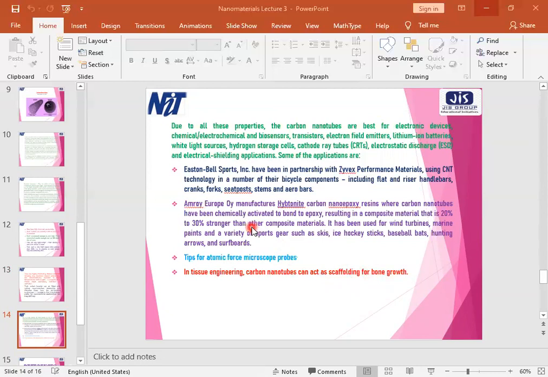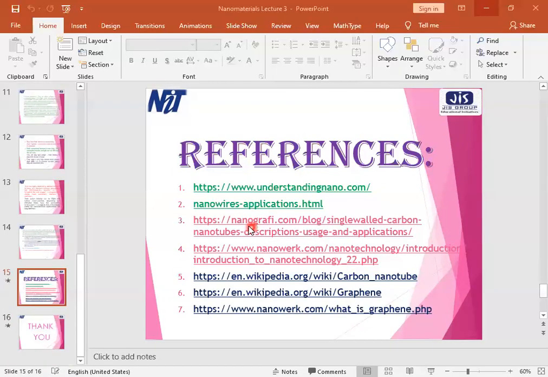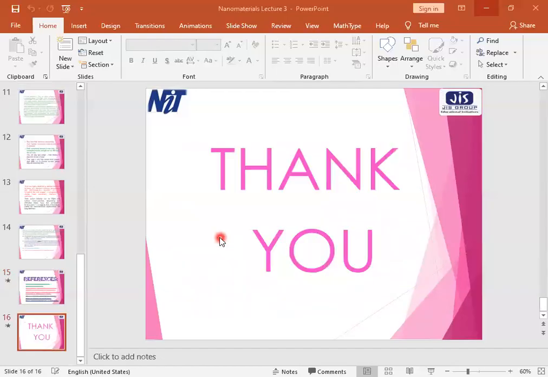Now we have come to know what the use of carbon nanotubes is. In the next class, we will concentrate only on the use of nanomaterials in different fields. It may be the field of environment, or it may be the field of electronics. Where it is used, we will discuss only that. So these are the references. You must go through these references, and thank you.